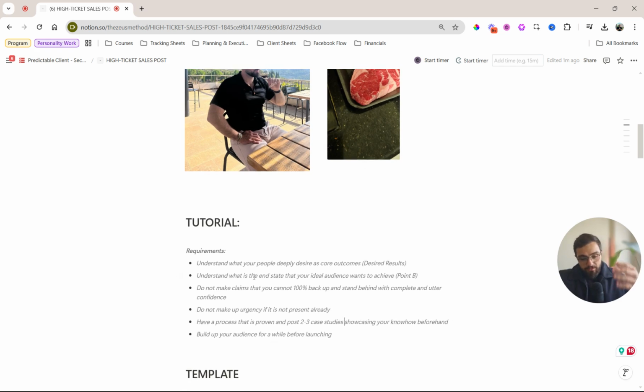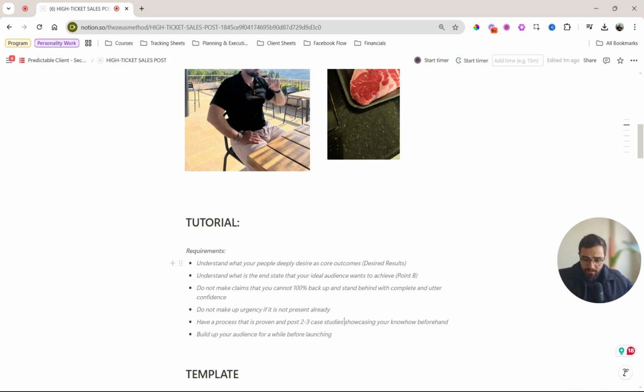The first requirement, and first common pitfall actually, is understanding what your people deeply desire as core outcomes. Now, this is a very common pitfall because I see a lot of people talking about their methods as core outcomes. I do self love. What is self love? Self love is not an outcome. Someone doesn't sleep at night thinking, today I didn't love myself, it was such a bad day. No, this is not a core outcome. This is not something that people want to have solved. It's just a mere method.